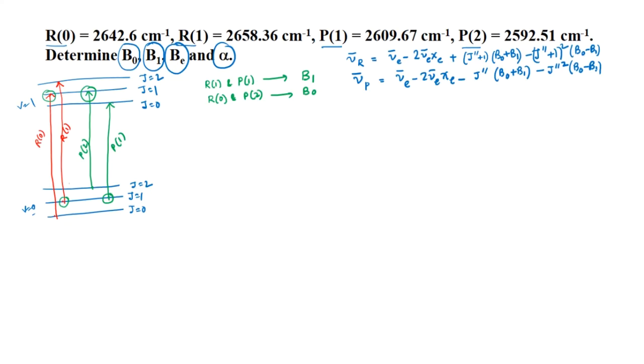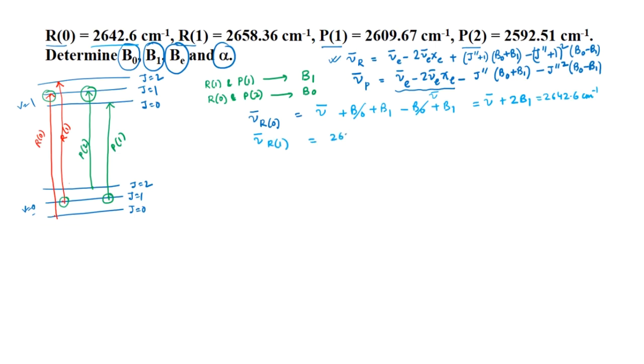Let us try to find nu bar R0. We have to put J double prime equals 0 in the expression of nu bar R. Let us write nu bar E minus 2 nu bar E chi E as nu bar. So, we get nu bar plus B0 plus B1 minus B0 plus B1. The B0 cancels, and we get nu bar plus 2 B1. And R0 is given as 2642.6 wave numbers.